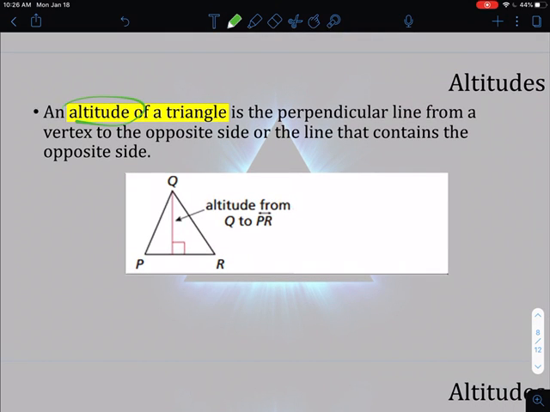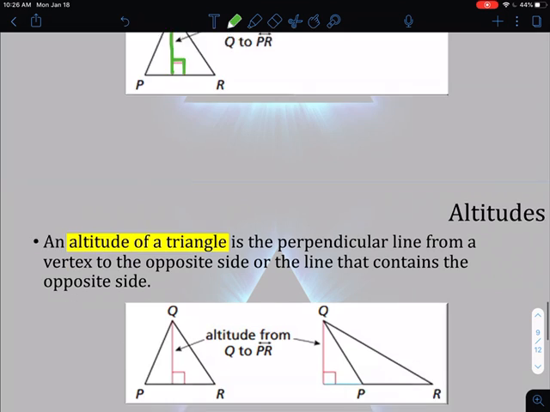Last quick thing here, altitudes. When we talk about an altitude, a lot of times kids equate that to the height of the triangle. So an altitude is simply a line from a corner, so from a vertex, that's perpendicular to the opposite side. So starting at point Q here, I come directly across the triangle and I'm perpendicular to that opposite side. So we're talking about an altitude there.